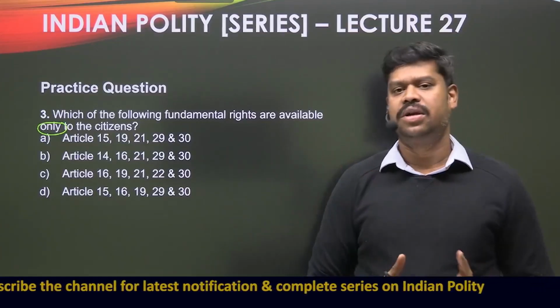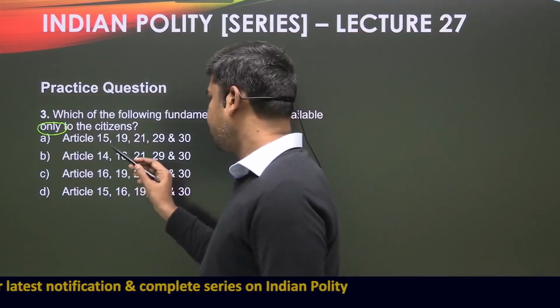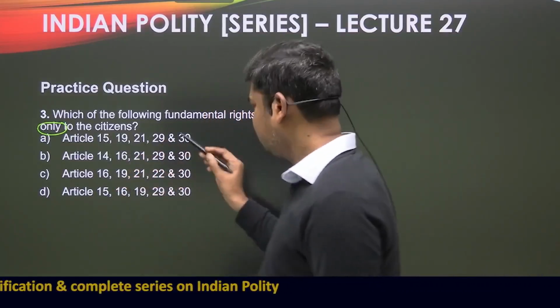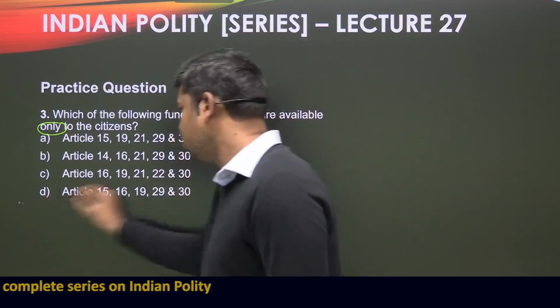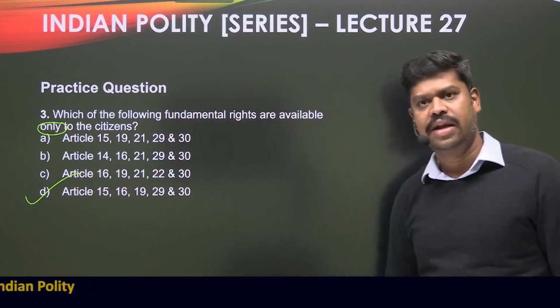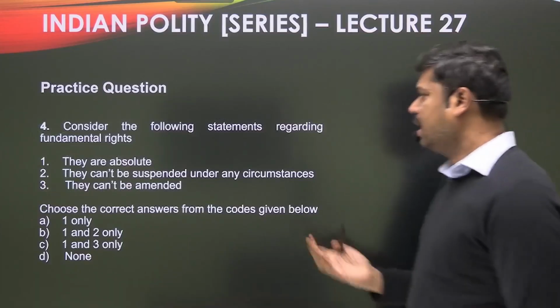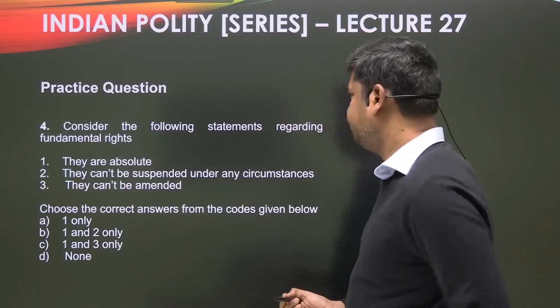Minorities in India are protected by these rights, and hence the right answer would be Article 15, 16, 19, 29 and 30. So this is the right answer. So if you apply that, option D is the right answer in this particular case. Come to question number 4.